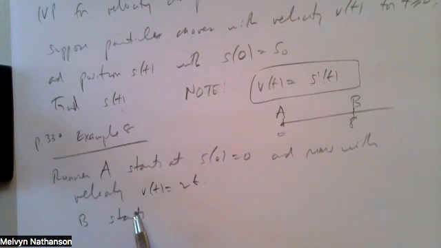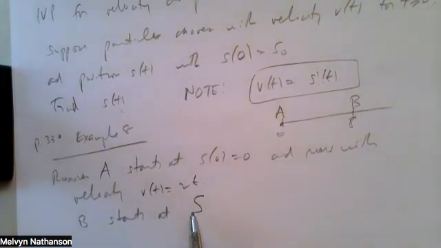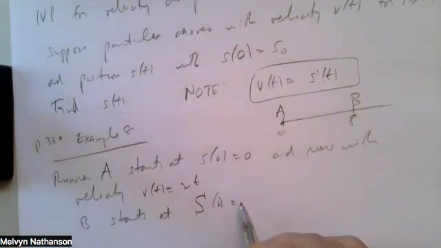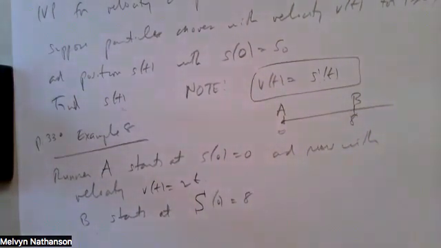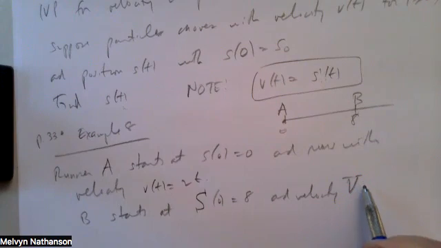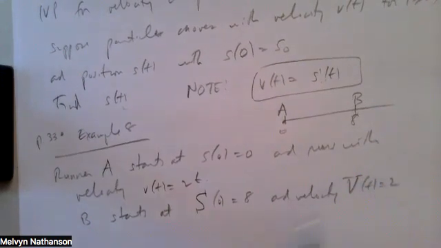B starts at position, I'll use capital S, for the position of runner B. At time 0, he has a head start. He starts with, he's given a lead 8. And velocity, capital V, 2. So he runs at constant speed.